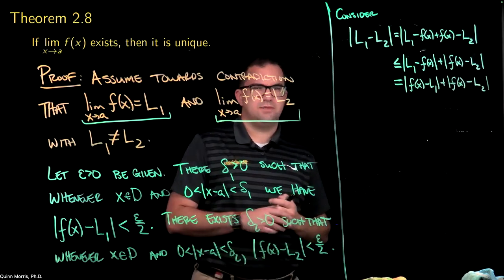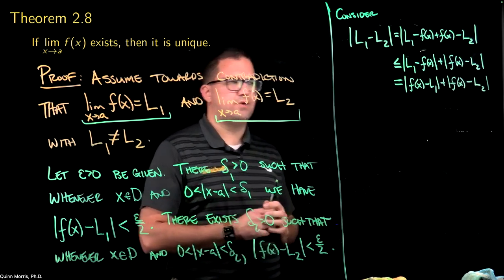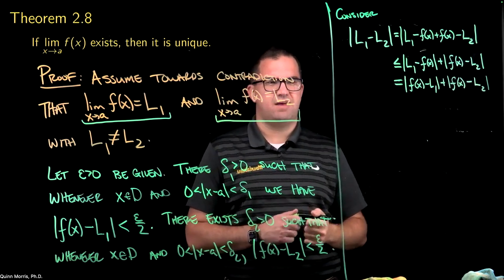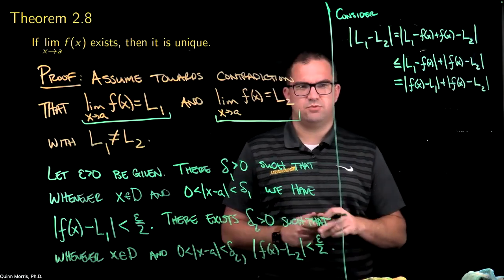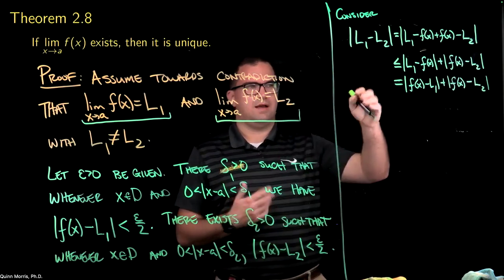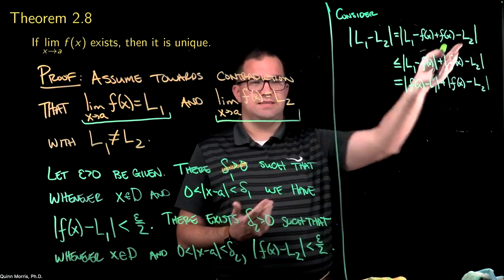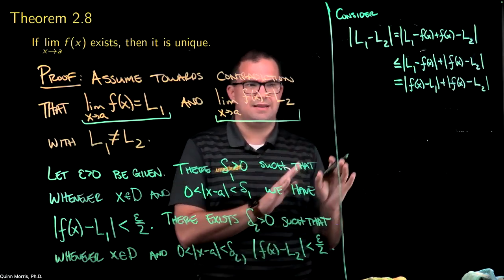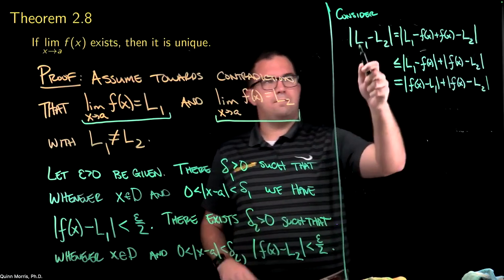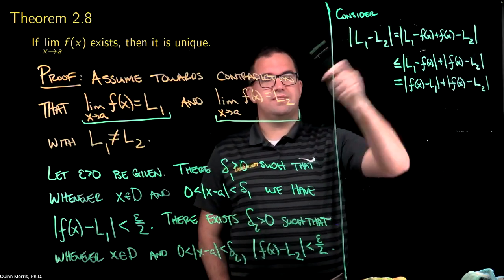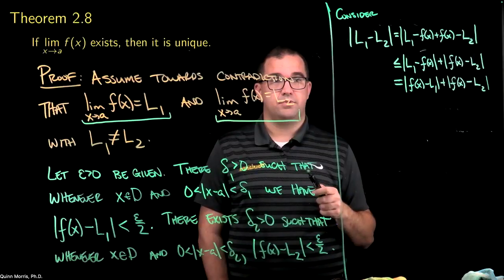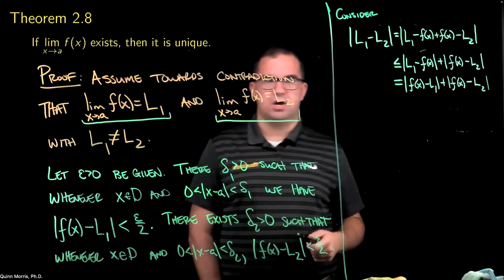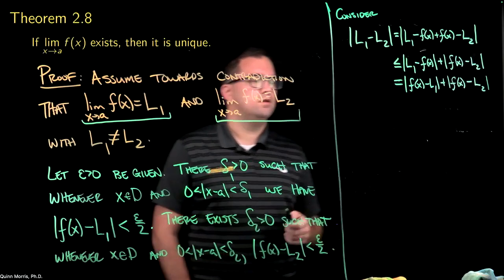Now, I'm playing a little fast and loose with this right now because I haven't really said what x is. I guess x must be some value in the domain, but I haven't said which one. For this to even make sense, x needs to be in the domain. So what is x? We're going to get to that in just a second, because my goal is to show that this difference is actually zero. If I show this is equal to zero, that means L1 is equal to L2, which is a contradiction.